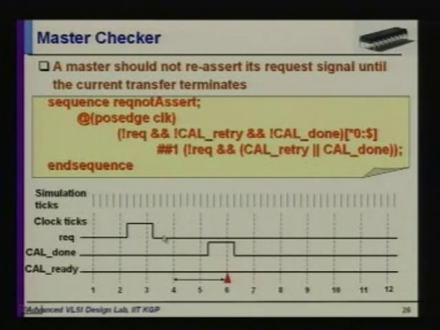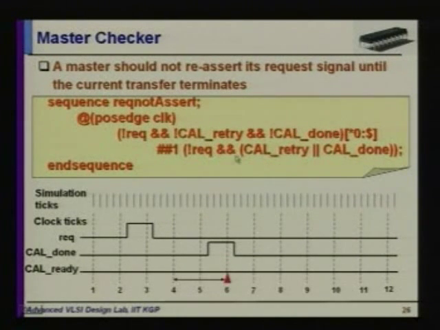In this timing diagram, the evaluation attempt starts from here, this not request here, and we can find here also that cal retry and cal done are low. These 2 cycles are low, and then in the next cycle we find that cal done is 1 when the request is low. So this sequence matches here. Dollar is the end of simulation.